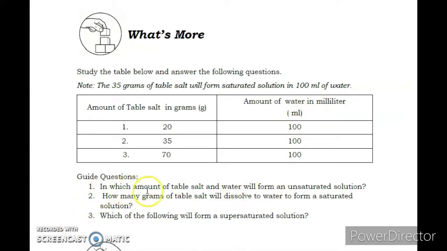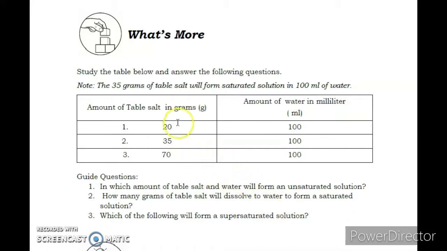So number 1, in which amount of table salt and water will form an unsaturated solution? So is it 20, 35, or 70? Number 2, how many grams of table salt will dissolve to form a saturated solution? So basahin lang po yung given, no? Okay, so is it 20, 35, or 70? Then for number 3, which of the following will form a supersaturated solution? What do you think?